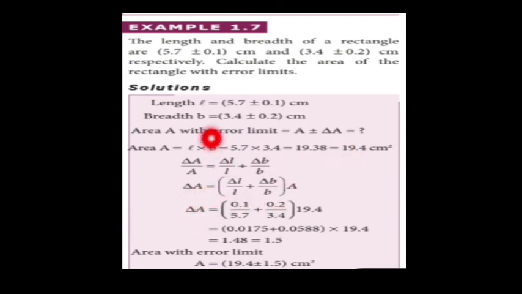Okay, what is the del L value? See the screen. Del L value is 0.1 by the L value 5.7, plus what is the del B value? 0.2 divided by what is the B value? That is 3.4. It is 0.2 and 0.1 is the absolute error. Okay, that's all. Again you simplify this value and multiply by 19.4. We get the answer of del A. It will be equal to 1.5. Then the area with the error limit is equal to 19.4 plus or minus 1.5.